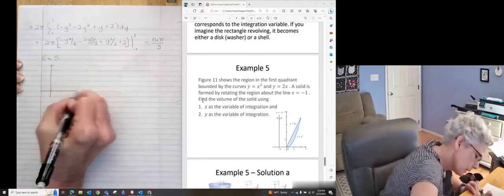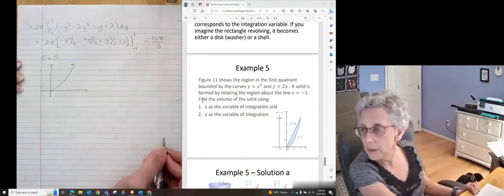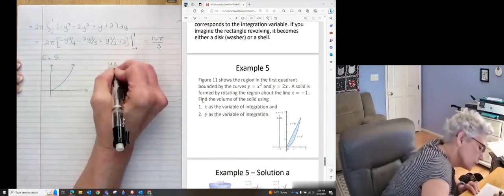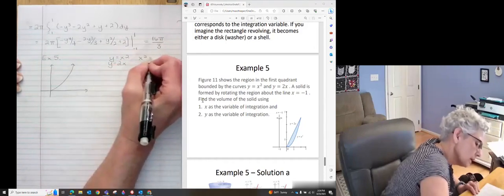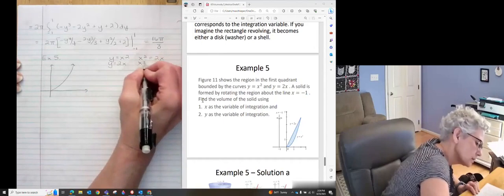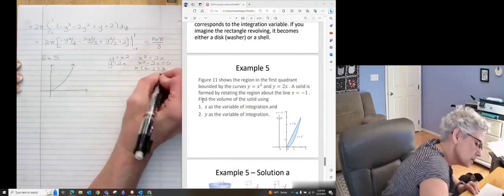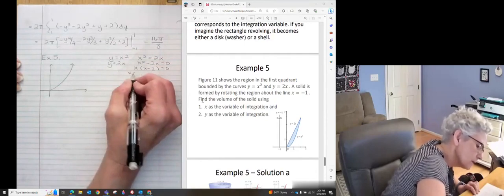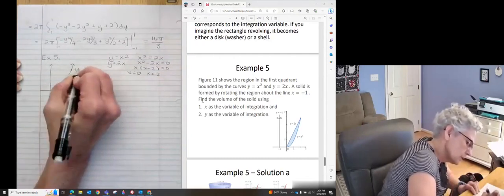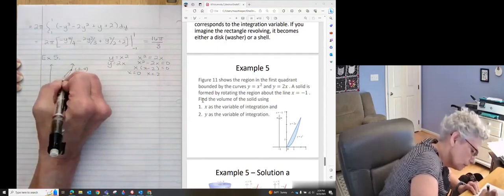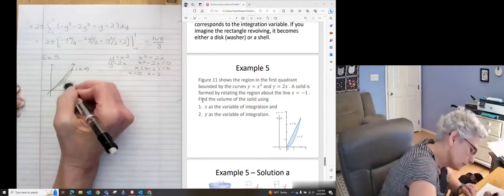And we have y equals x squared, so everybody's favorite parabola. And we're only in the first quadrant, so I don't need the other side of it. And y equals 2x. So x squared equals 2x. x squared minus 2x equals 0. So x times x minus 2 equals 0. So x is 0 or x is 2, so 1, 2. So this is the point 2, 4. So there's my little quickie graph of that.